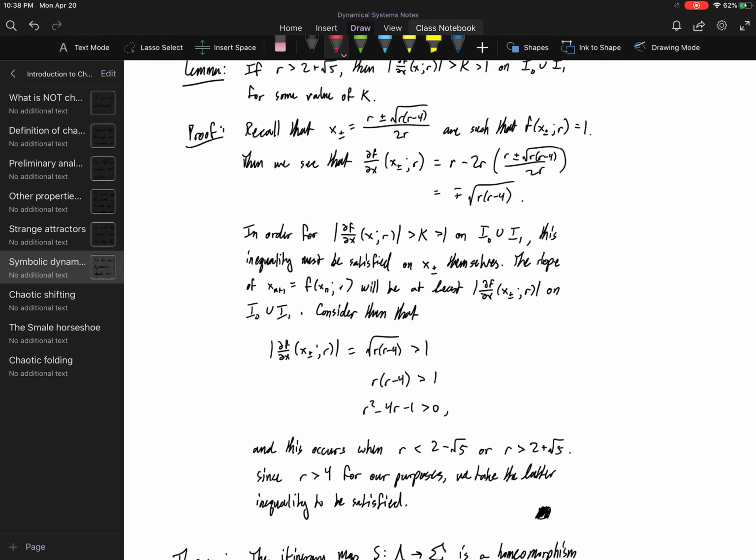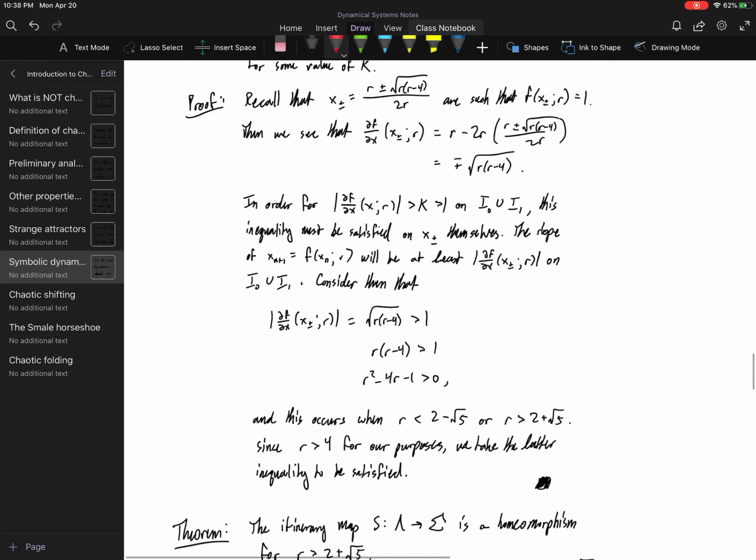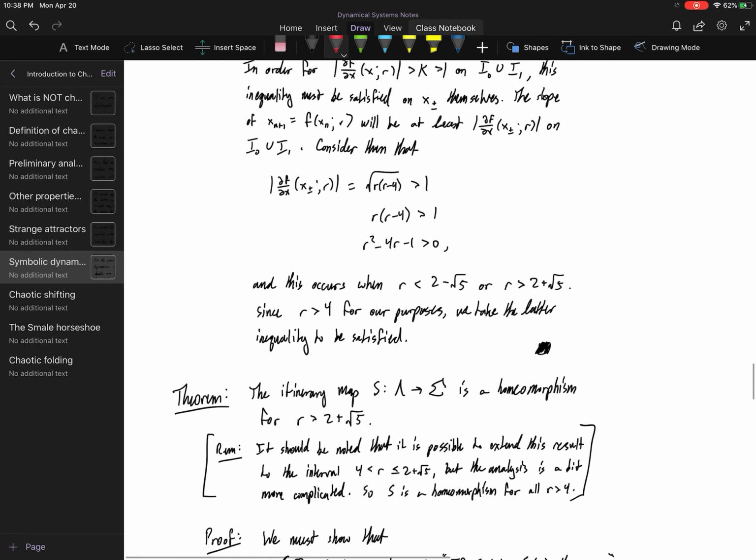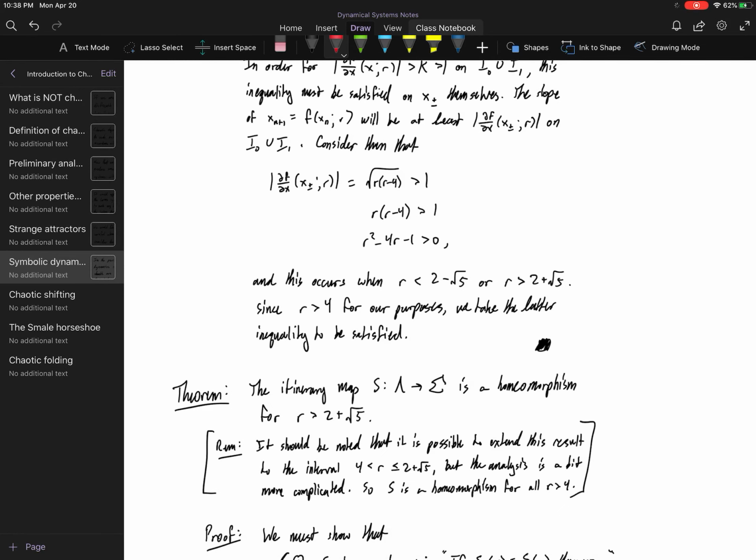The absolute value of that derivative is the square root of r times r minus 4. Solve that with the quadratic formula, and you'll see exactly that your r either has to be smaller than 2 minus root 5, which is actually a negative number, or r has to be greater than 2 plus root 5. And that's exactly where that number comes from.